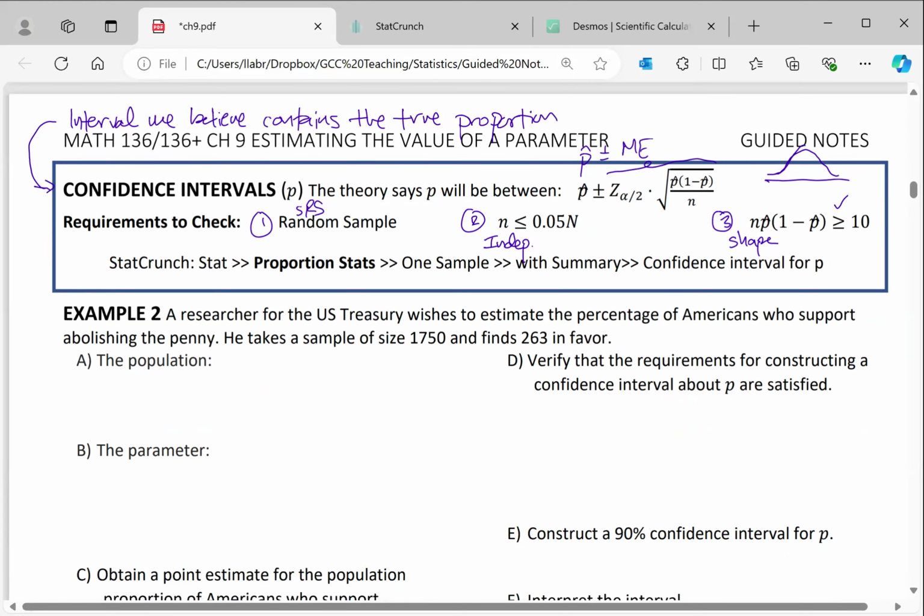So remember that all of this is us trying to make some kind of statement regarding the population parameter. So it's a value that's in the clouds because we don't actually have access to it. All we have access to is our sample. So let's take a look at our first example here. A researcher for the US Treasury wishes to estimate the percentage of Americans who support abolishing the penny.